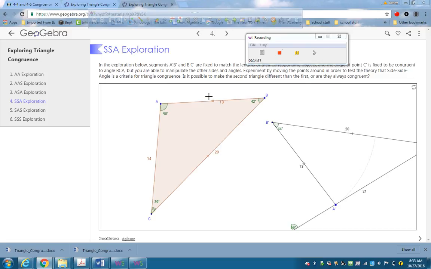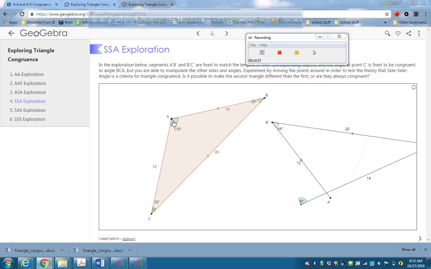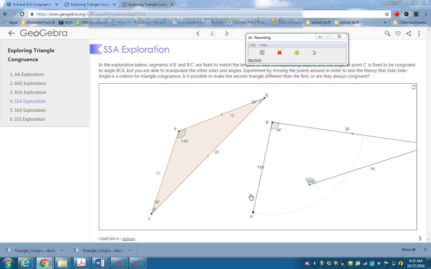But in any case, you should have discovered that side-side-angle does not work. Yes? No? Maybe? It's kind of hard to see with this. Let me see if I make it obtuse, very obtuse. Here, look at this. Does this triangle look the same as this? Almost? It should look the same. Those don't look the same? Not even close. How about this one? Ah, there we go.